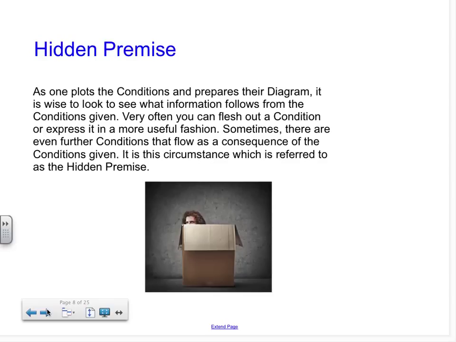Also be aware of hidden premises. As one plots the conditions and prepares their diagram, it is wise to look to see what information follows from the conditions given. Very often you can flesh out a condition or express it in a more useful fashion. Sometimes there are even further conditions that flow as a consequence of the conditions given. It is this circumstance which is referred to as a hidden premise.